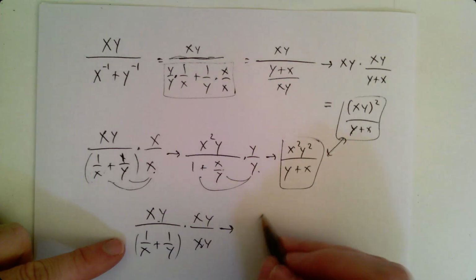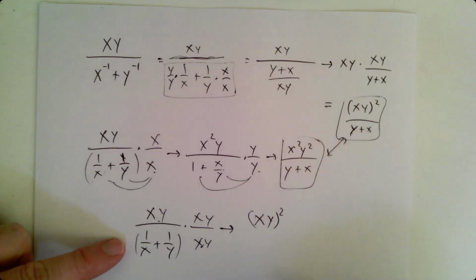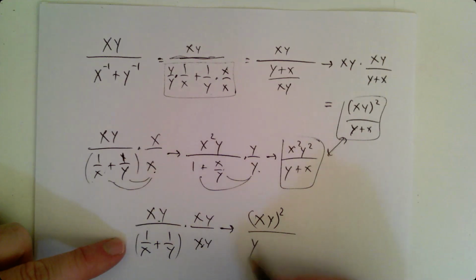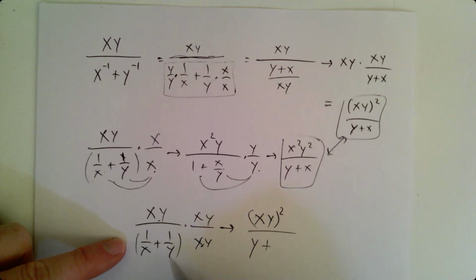So if I do that, here I've got xy squared in the numerator. In the denominator, xy times 1 over x just gives us y, because the x's divide. Xy times 1 over y, the y's divide, leaving just x. So again, we've got the same result.